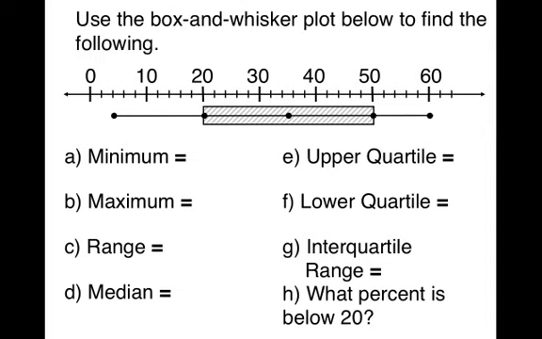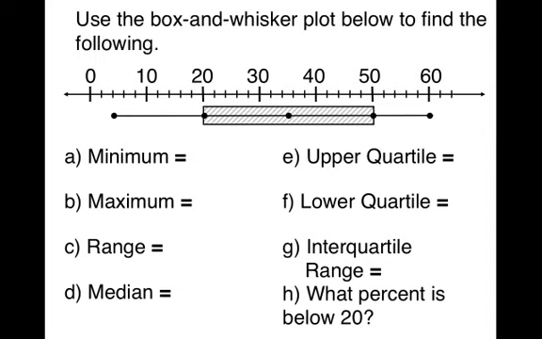Okay, so using this box and whisker plot, find the minimum, the maximum, the range, the median, the upper quartile, lower quartile, interquartile range, and what percent is below 20? I'll give you a minute, so go ahead and pause the video and answer as many of those as you can. Feel free to go back and listen to what we did before, or look at your notes to help you solve the problems.